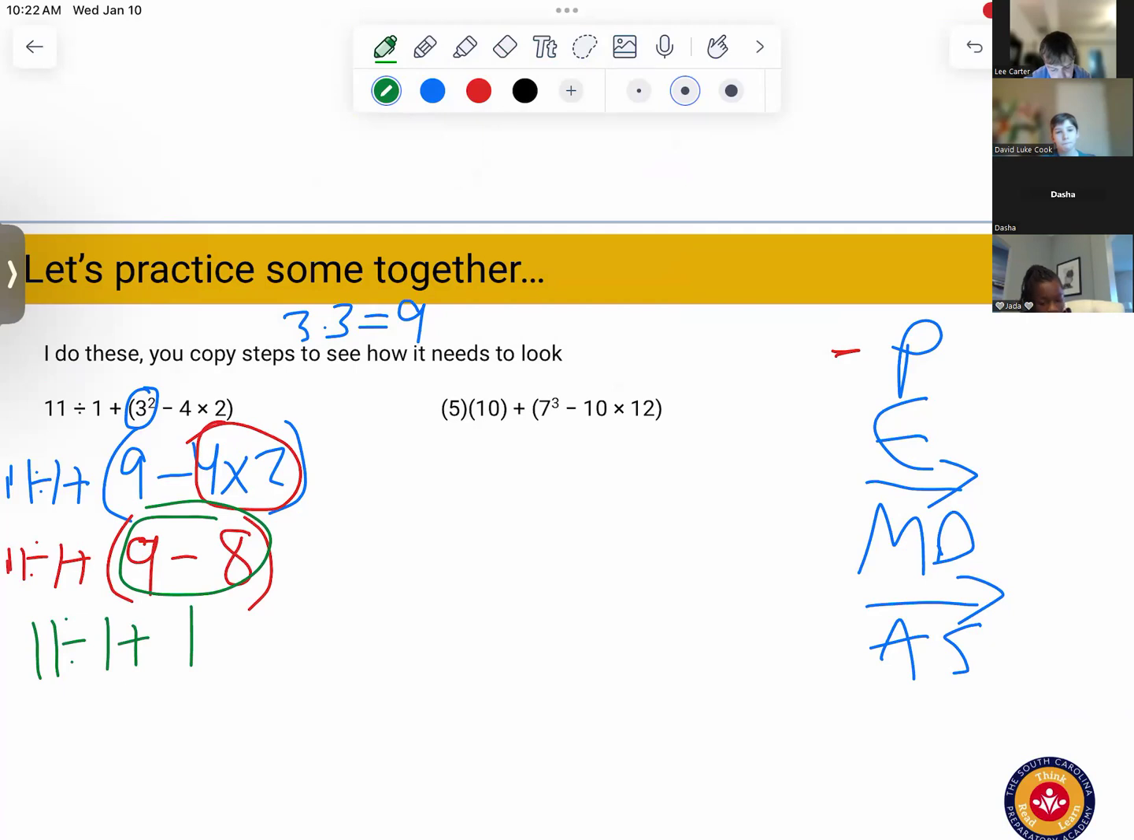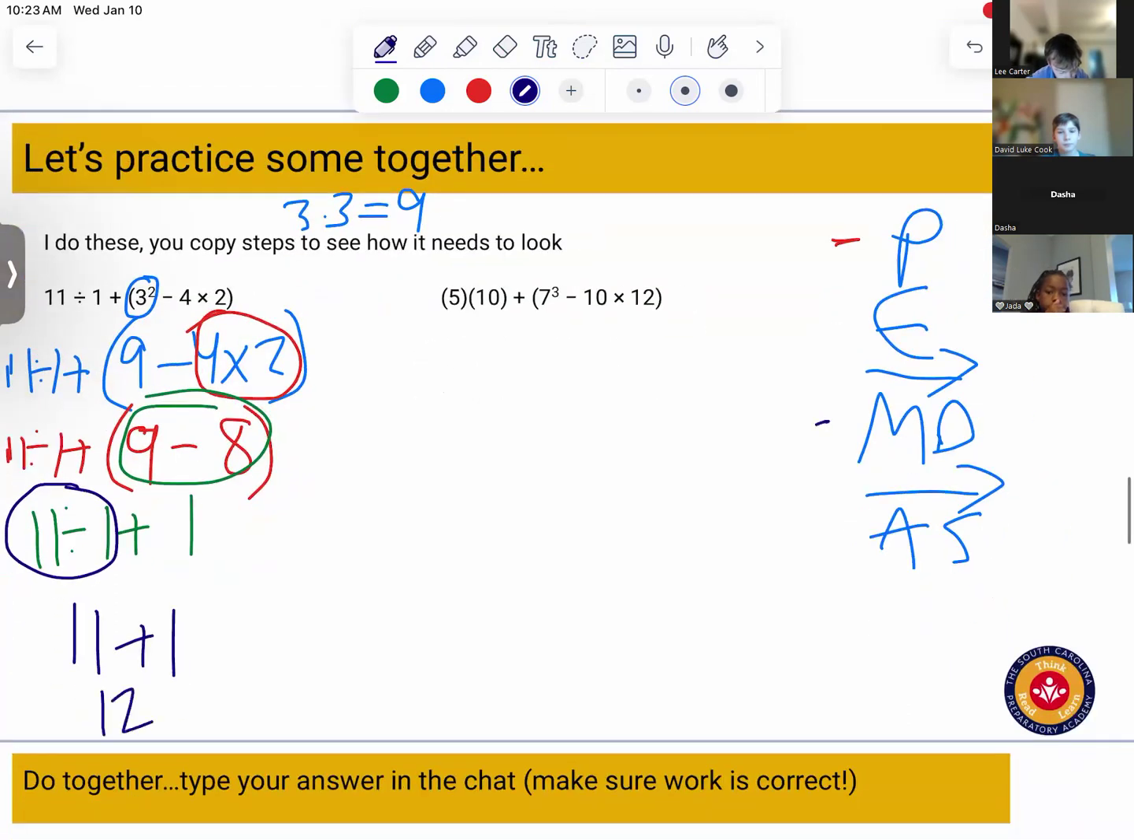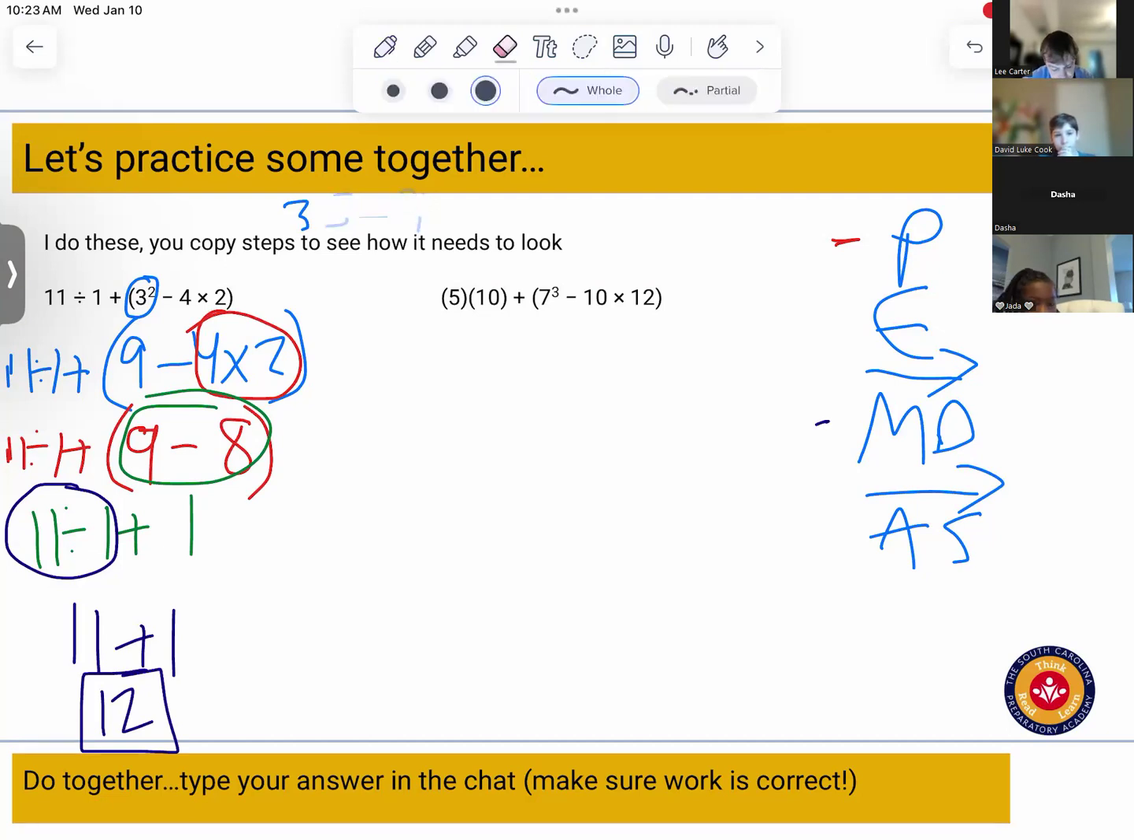Okay, then I'm going to do that one. 11 divided by 1 is 11. So notice I'm outside the parentheses. Now I don't have any exponents left. So I'm down to multiply and divide. 11 divided by 1 is 11 plus 1 is 12. Okay, questions on that one? Everybody got that one down? Okay. I promise you that your future teachers, that's how they want it shown. Okay, guys? Like that's it. Okay. All right. Next one.